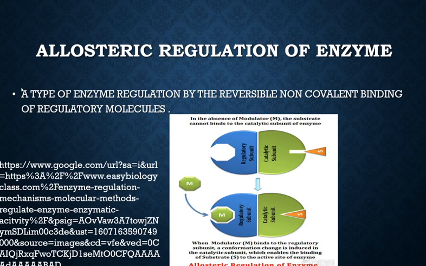So what is the allosteric regulation? A type of enzyme regulation by the reversible non-covalent bonding of regulatory molecules. Let's see this picture. Here, this is the enzyme, but it has two subunits. One is the catalytic subunit, and another is the regulatory subunit. So here you can see the substrate cannot bind with this part because the conformation is not suitable with this configuration.